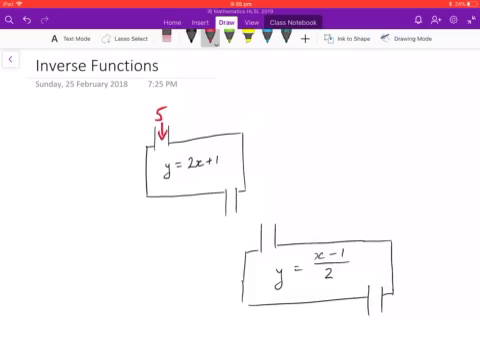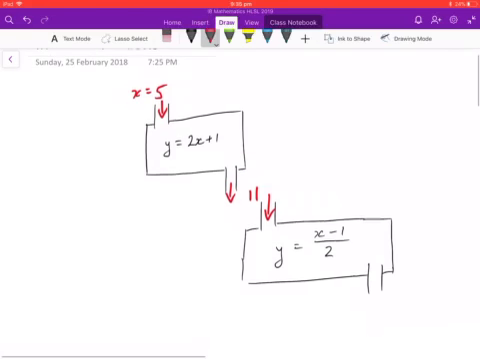We put the 5 into the first one. X is the input. Out comes 2 times 5, which is 10, plus 1. It comes out as 11. Now let's say we take this 11 and we put it in here, and see what comes out in the next one. Well, here we're going to have 11 minus 1 over 2, which is equal to 5.